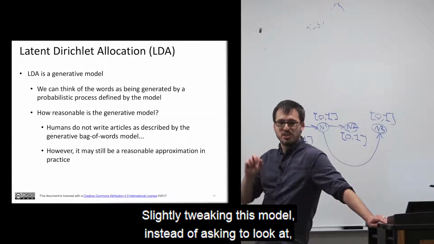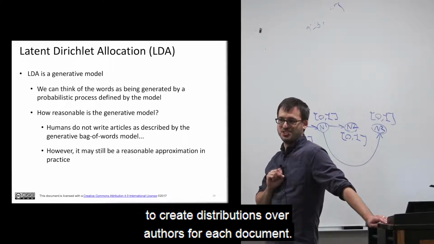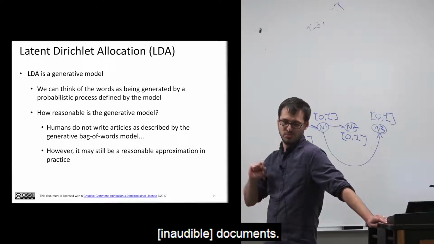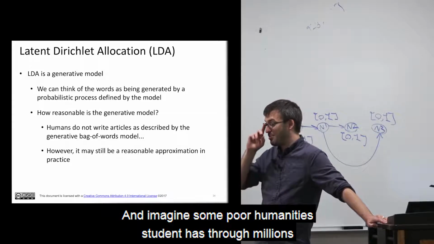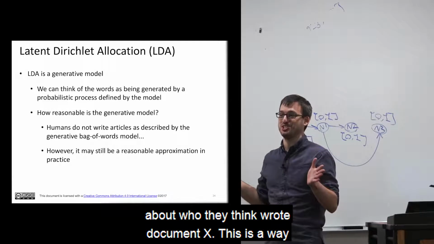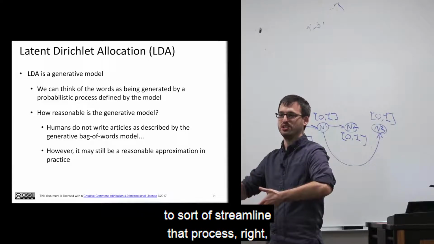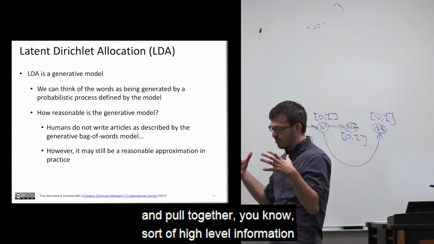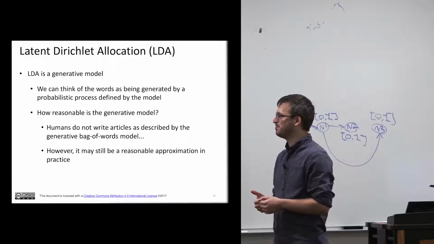By slightly tweaking this model, instead of asking it to extract topic information, we could ask it to create distributions over authors for each document. We can try to attribute authorship in individual documents. And it turns out that does quite well. Imagine some poor humanities student who has to look through millions of Chinese documents and writes a whole thesis just about who they think wrote document X. This is a way to streamline that process, and pull together high-level information that might be really useful for identifying authorship.